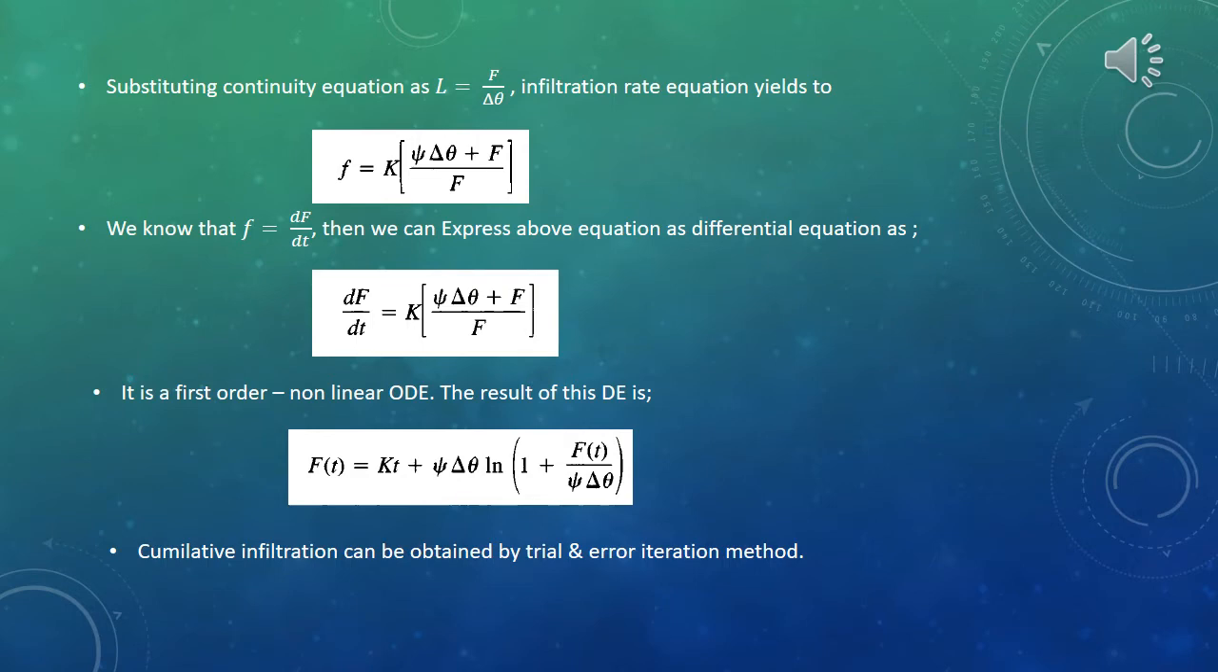Then we can write the above infiltration rate equation as a differential equation, which is dF over dt equal to K times (psi delta theta plus F) over F. So it is a first order nonlinear ordinary differential equation. I just jumped to the result. I didn't want to go through in detail how we solve it. If you want to know, you can ask me, or you can go through it from your calculus knowledge.